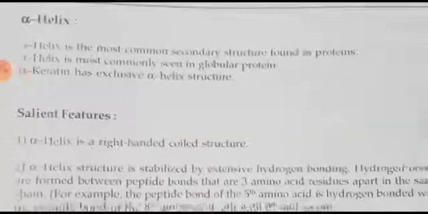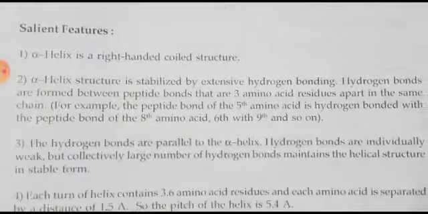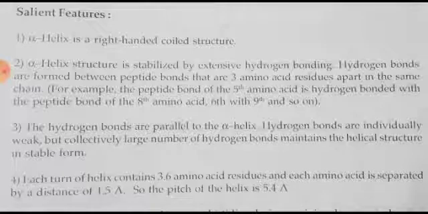The detail of alpha helix. Alpha helix is the most common secondary structure found in proteins. Alpha helix is most commonly seen in globular proteins, and alpha keratin has the exclusive alpha helix structure. So this is the alpha helix presence in proteins. Salient features of alpha helix: it is a right-handed coiled structure. Alpha helix structure is stabilized by extensive hydrogen bonding.